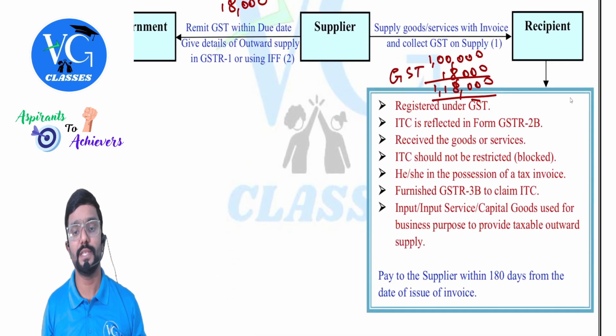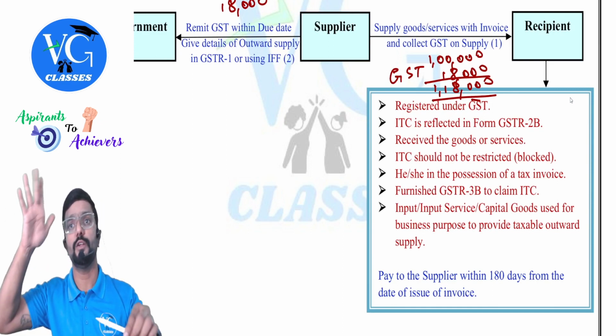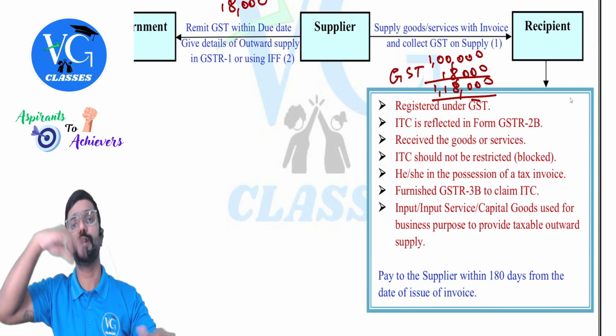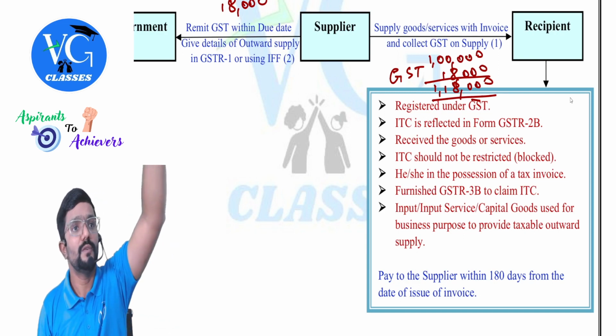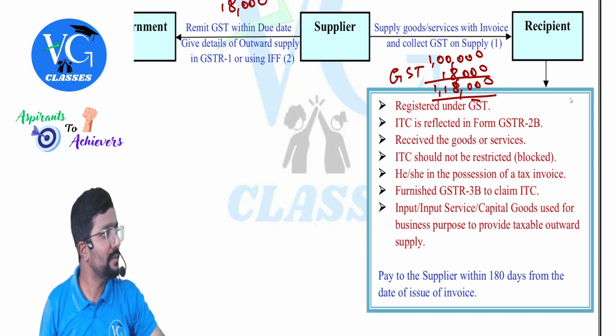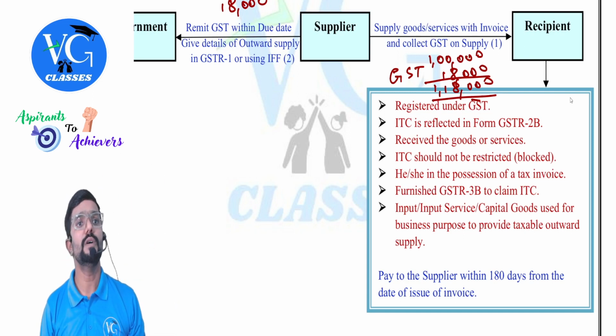Next, the recipient should have received the goods or services. If he has not received the goods or services, can he claim the credit? No. You can claim only after you have received the goods or services. Sir, I have booked the goods, which will come next month. Can I claim the credit now, sir? No, no. Wait till you receive it.